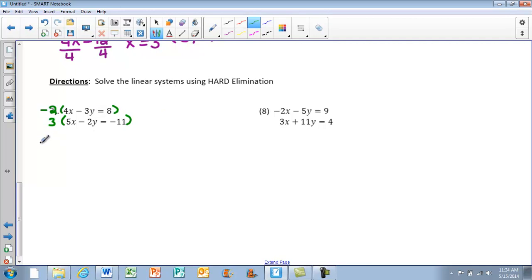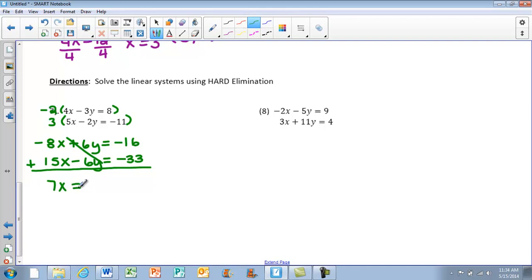So my top equation will be negative 8x plus 6y equals negative 16. My bottom equation will be 15x minus 6y equals negative 33. At this point, I'm going to add them together, so my y's cancel out. Negative 8 plus 15 gives me a 7x. And then negative 16 plus a negative 33 gives me a negative 49. Divide both sides by 7 here, and I get x is equal to negative 7.